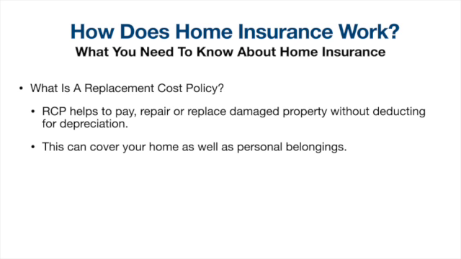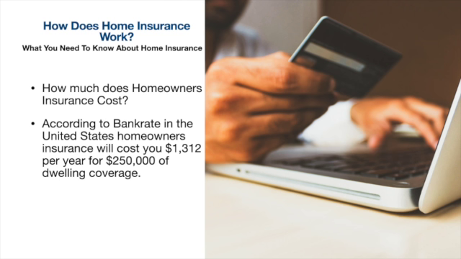This would also cover not just the actual kitchen or the media room, but it could also cover personal belongings. So let's say you had a painting in that media room or something like that, and it also got damaged. It could also cover that as well. So as you can see, the replacement cost policy is a little bit better than the actual cash value, especially since they're not going to factor in depreciation as they do with an actual cash value policy.